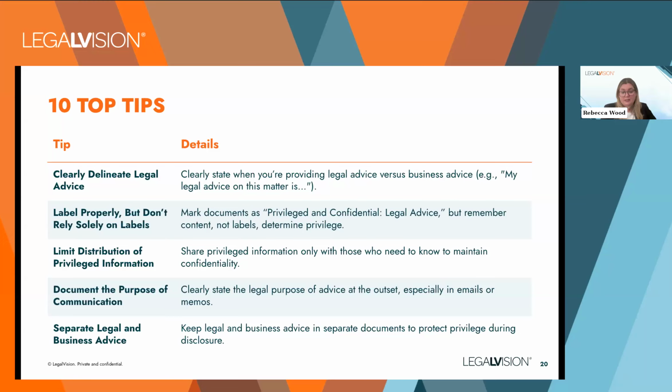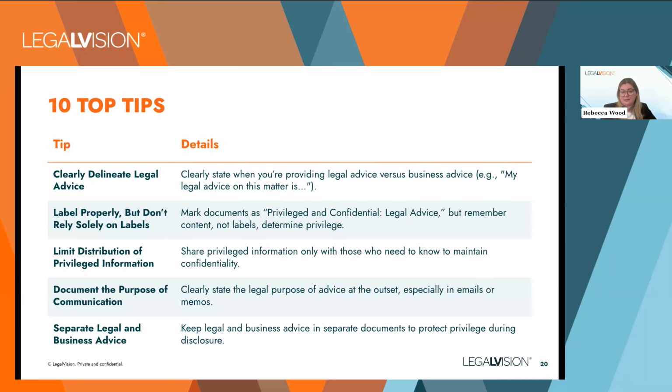Limit distribution of privileged information. So share privileged communication only with those who are in the need to know. Broad distribution chains, so CCing everyone and their dog, can certainly weaken claims for confidentiality. Document the dominant purpose of the communication. So when you're providing legal advice, especially in an email or a memo, you might want to have an introductory statement that really makes it clear what the legal purpose of the communication is at the outset.